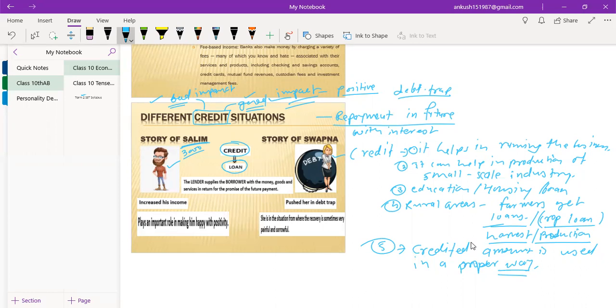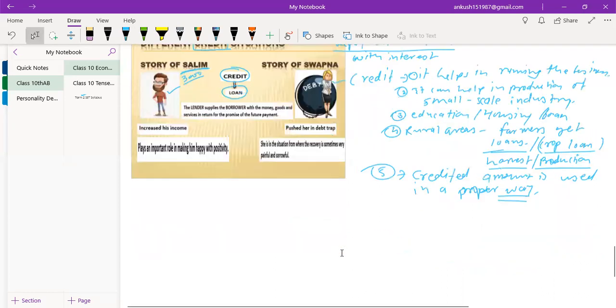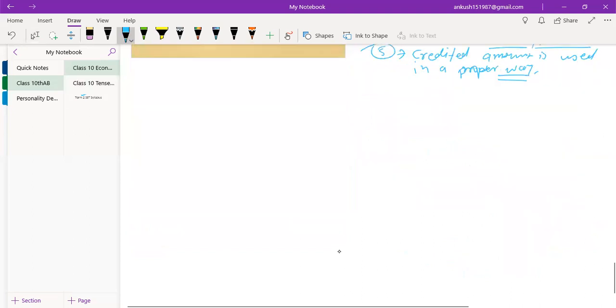Let us understand now the bad impact of the credited amount, or you may say the bad or debt trap role of credit, or the effect of credit.